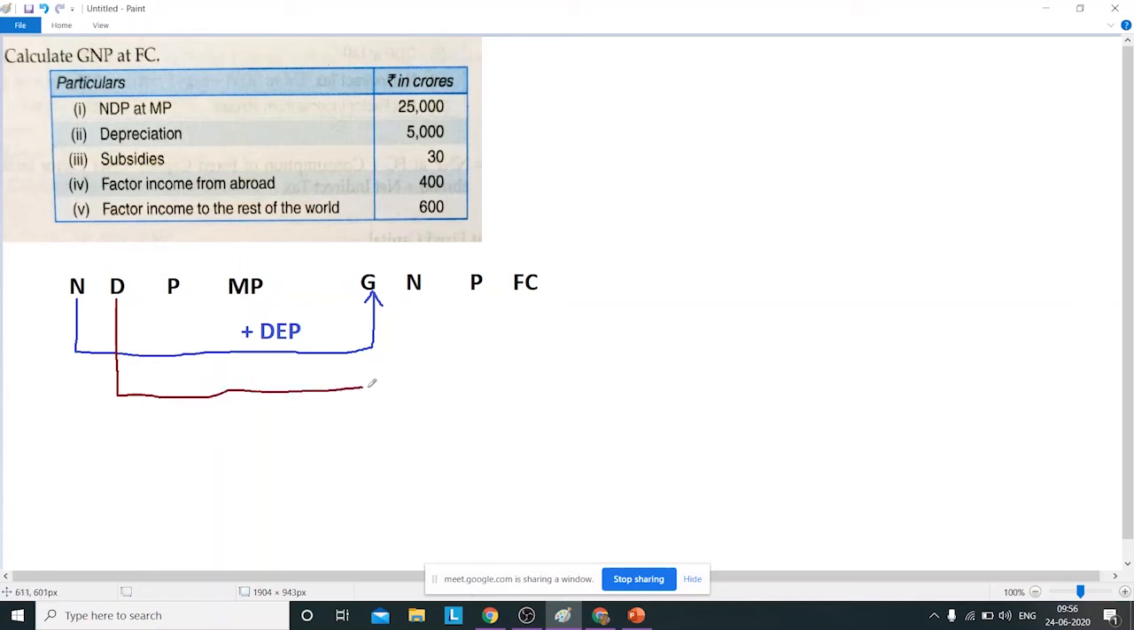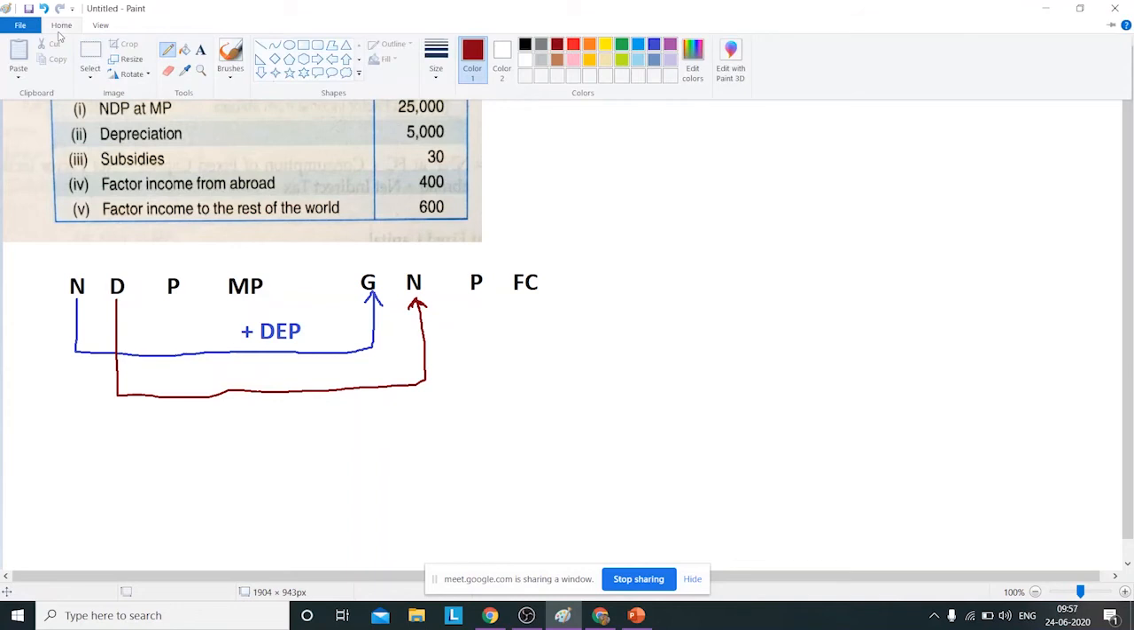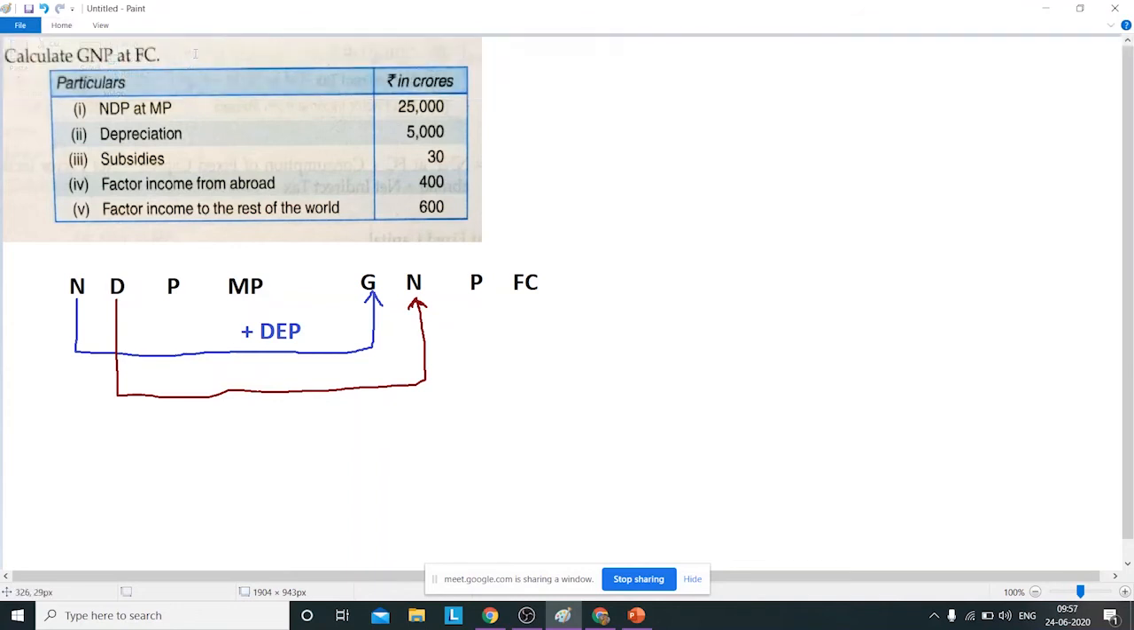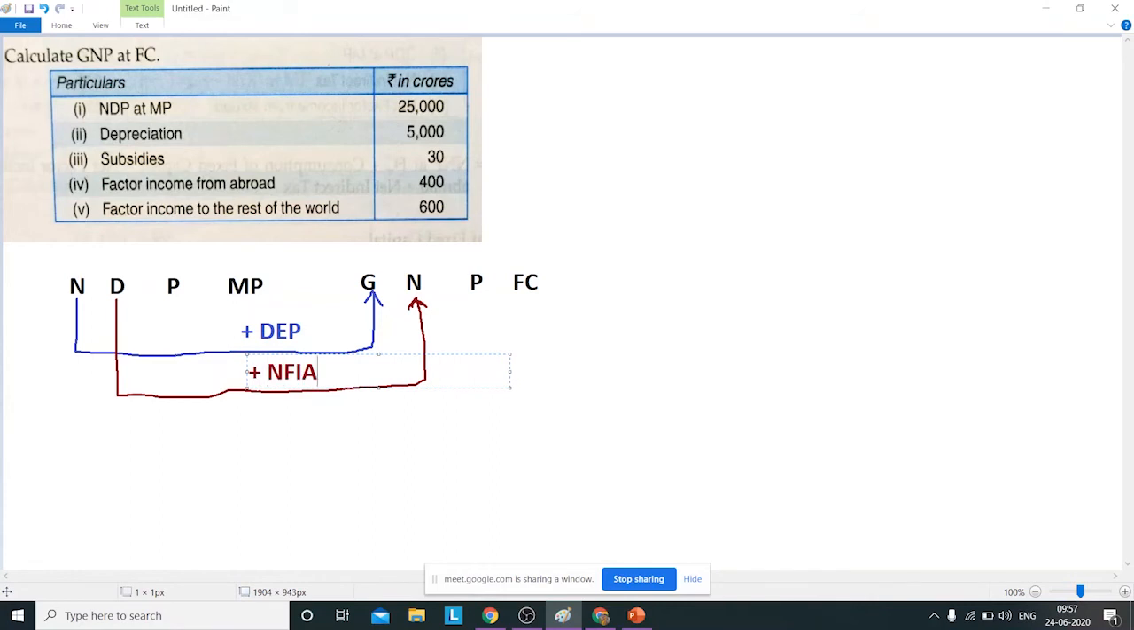Yes, I have domestic with me and I have to arrive at national, right? What adjustment do I have to make here? Domestic I am having. Domestic means within India. National means outside India also we have to consider. So what adjustment do I have to make here? What is the difference between domestic and national? Add. What do I have to add? NFIA. Very good.